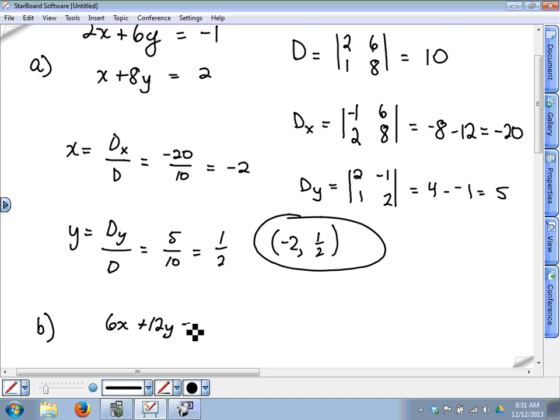6x plus 12y equals 33. 4x plus 7y equals 20.